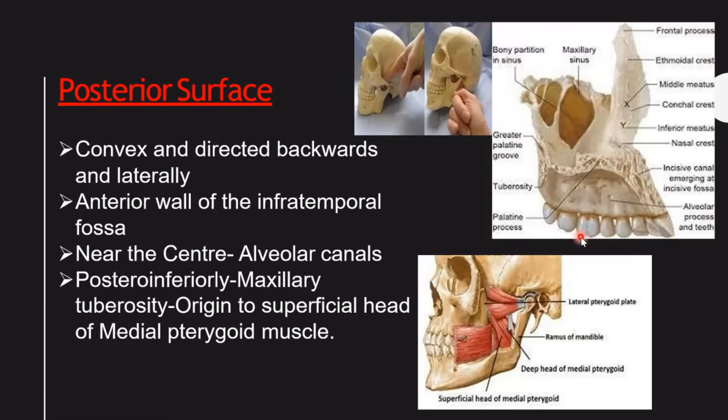And you should have an idea that the posterior surface is in contact with the infratemporal fossa. So this is the infratemporal fossa. Wherever the finger is there, infratemporal fossa. I'm not going into details, but just being like that. Wherever the teeth are there, that is the alveolar process. This is the alveolar process, as they say. You see the medial side, medial wall, you can see the maxillary sinus, and this is the ethmoidal crest, middle meatus, inferior concha. This is the nasal crest.